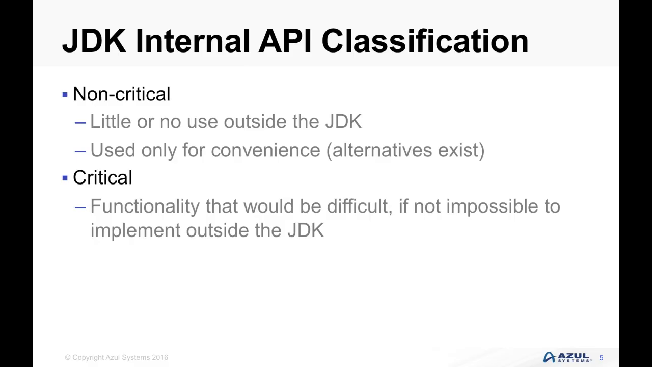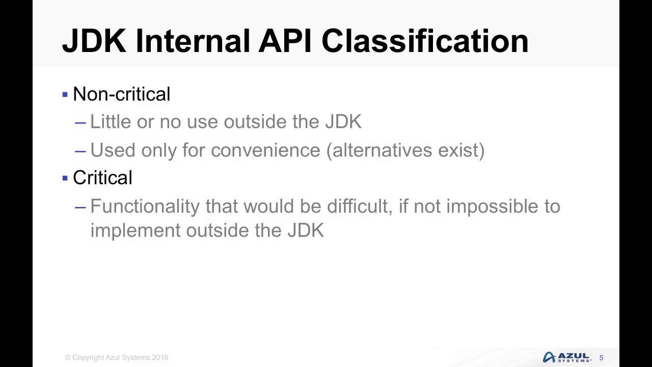So the people at Oracle, the people on the JDK team said, okay, well, we understand that some people have used things like sun.misc.unsafe, and so they need to be able to continue using that or some alternative. What they've done is they've divided the internal APIs up into 2 groups. There's non-critical and critical. Non-critical is basically ones which have essentially no use outside of the JDK. They're so specific to the JDK itself that they don't make any sense to worry about.